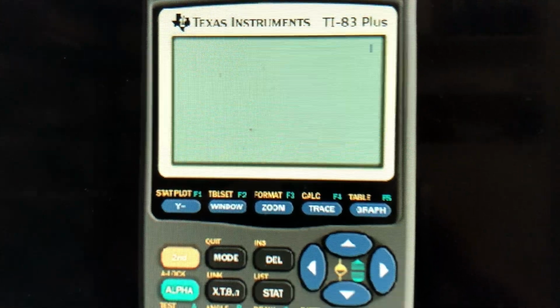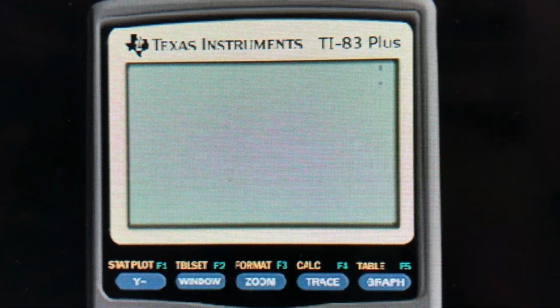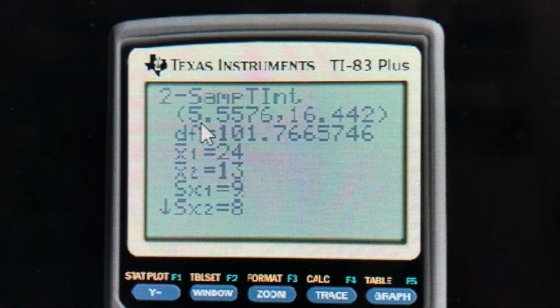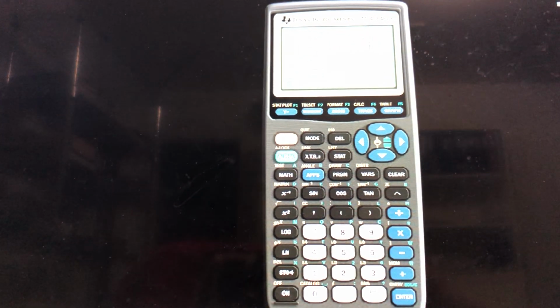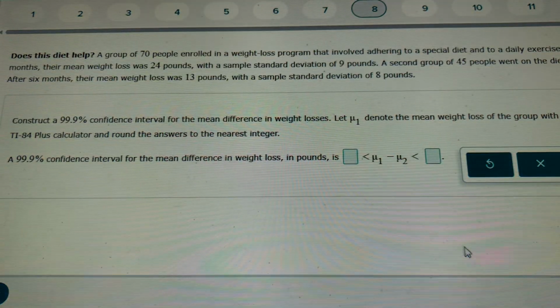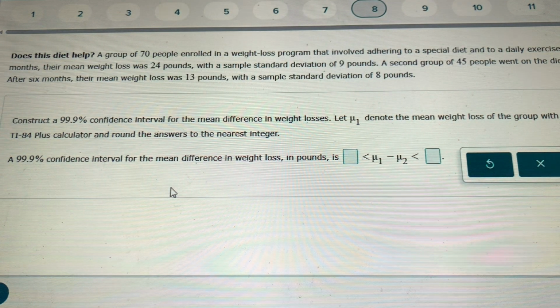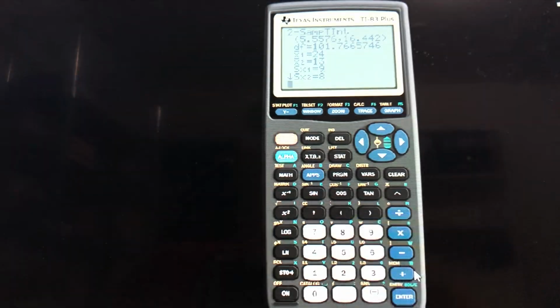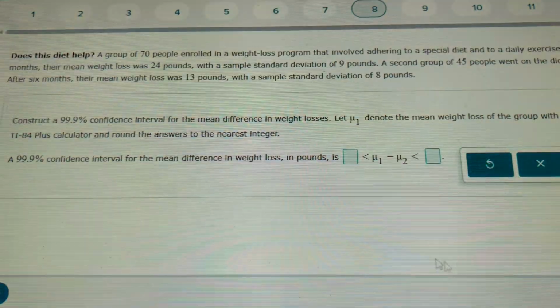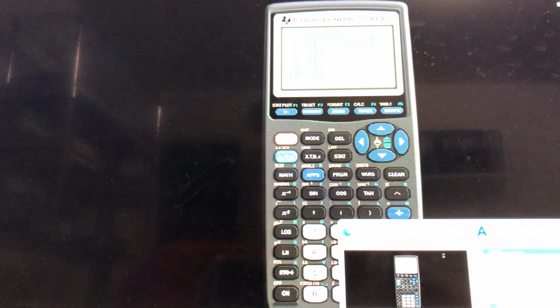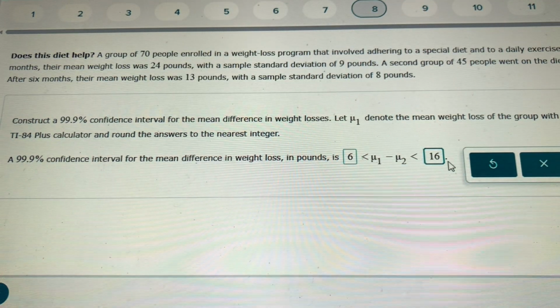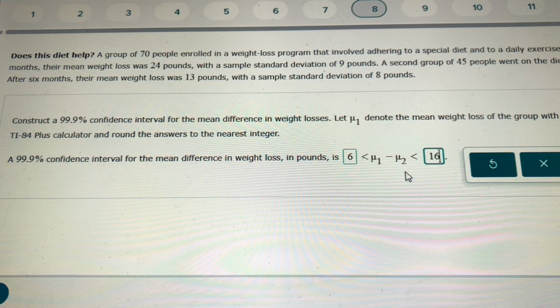Calculate. 5.5576, 16.442. And both of those answers are positive is another significant thing about the answer. If both answers are positive, that means the first population is greater than the second population on average. Round to the nearest integer. So the 5.55 is going to round up to 6. And the 16.4 is going to stay 16. So we think the difference in the means is between 6 and 16.